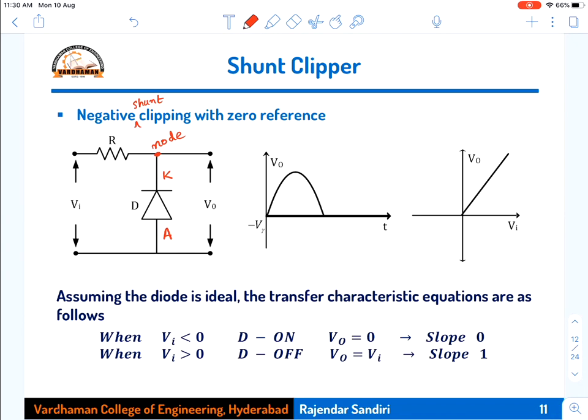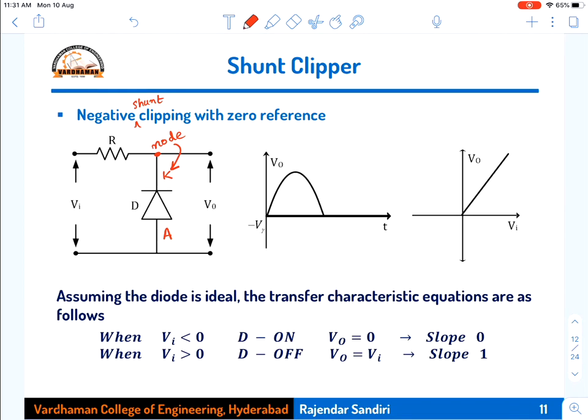So negative shunt clipper. Negative because the node is connected with the cathode of the diode. Earlier the diode anode was connected to the node, therefore it was a positive clipper. Now it is a negative clipper, and it is a shunt clipper with zero reference voltage. There does not exist any battery in the diode branch in the clockwise direction with any polarity, so there is no battery existing. Therefore, it is a zero reference. So negative shunt clipper with zero reference.